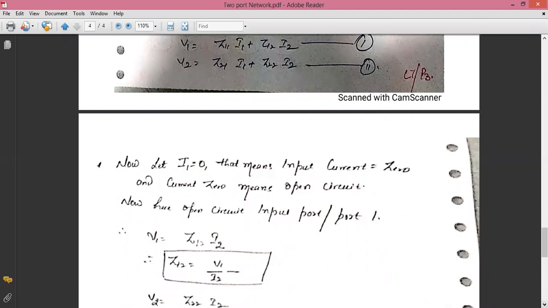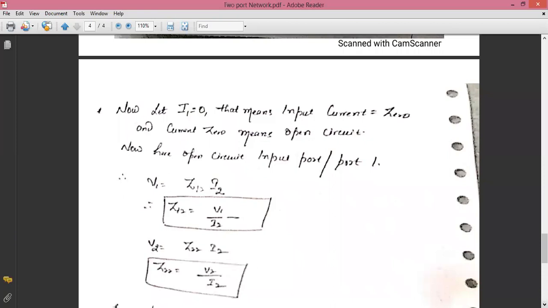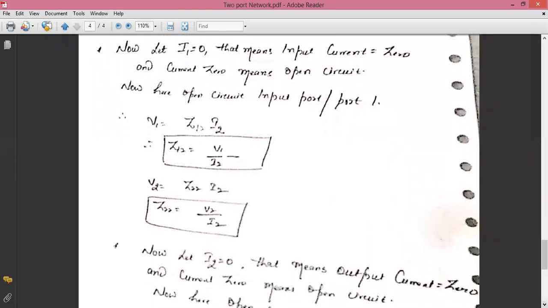So you can say that you are getting a first value. That first value is Z12, and this Z12 is basically the ratio of V1 upon I2. And similarly, your V2 is equal to Z22 I2, and this Z22 is equal to V2 upon I2. So from this you can conclude that when input current is equal to 0, that means when you substitute I1 equal to 0, you are getting two values. The first is Z12, which is equal to V1 upon I2, and Z22, which is V2 upon I2.